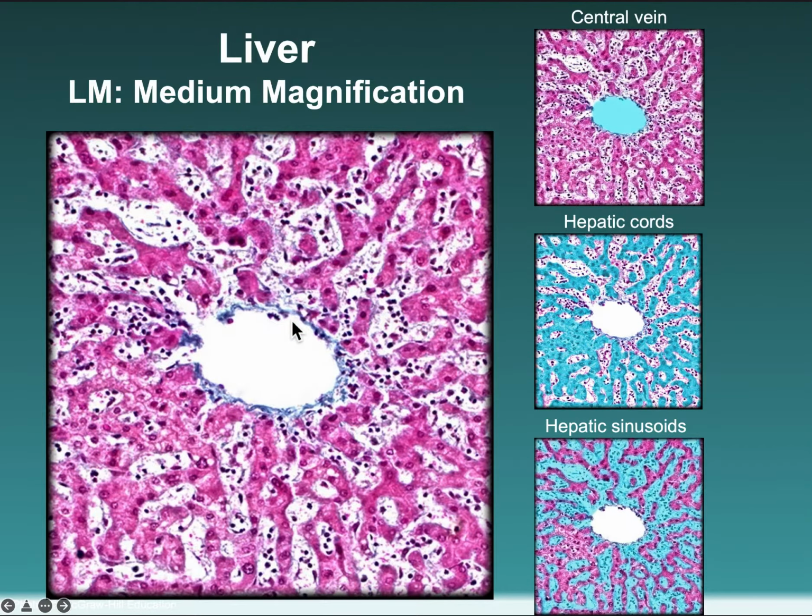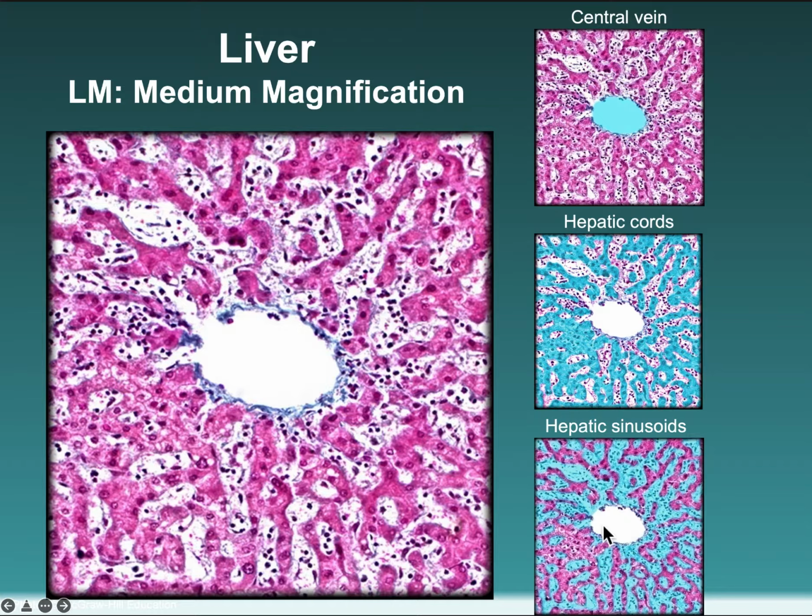Now here's the higher magnification that they provide, and you notice again these converging hepatic sinusoids, which is where the blood is flowing through, and then these are the hepatocytes. These are the liver cells right here.